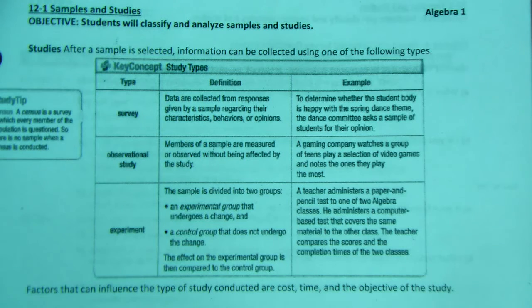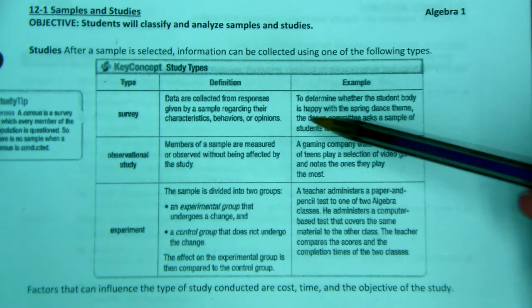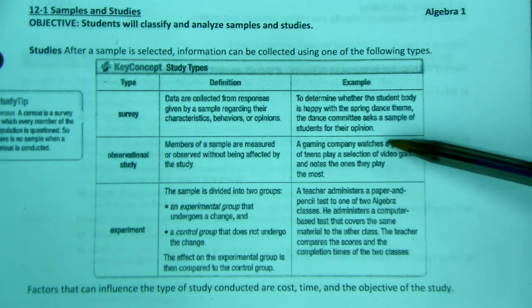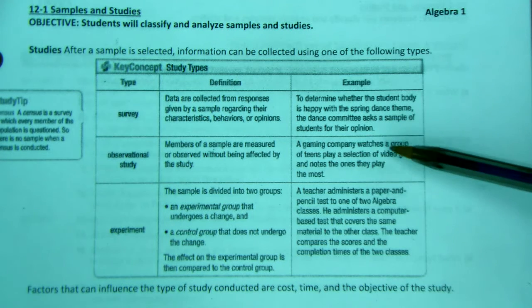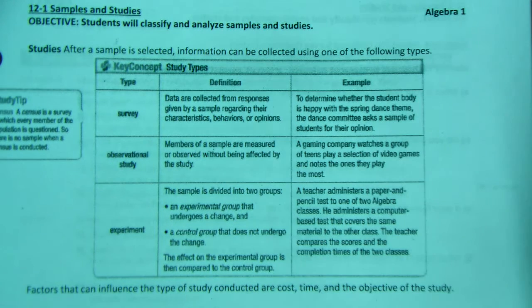Observational study is when something is measured or observed without affecting the study at all. So they basically observe without knowing. Okay, it doesn't have an effect on your actual population or your sample. Okay, so take a look at their example. A gaming company watches a group of teens play a selection of video games and notes the ones that play the most. So you're just watching. You're not asking them, you're not encouraging them, you're not asking them to do something specific, you're just simply observing something, okay? Observational study.